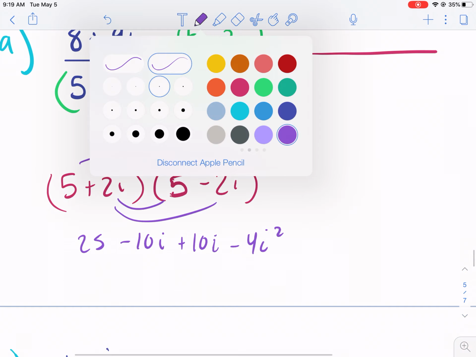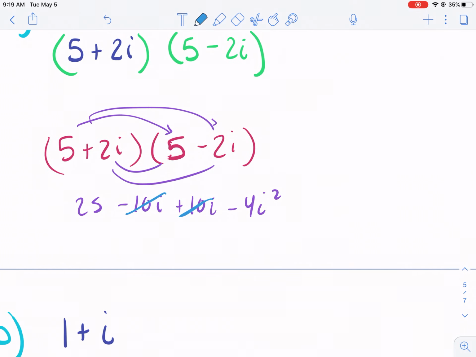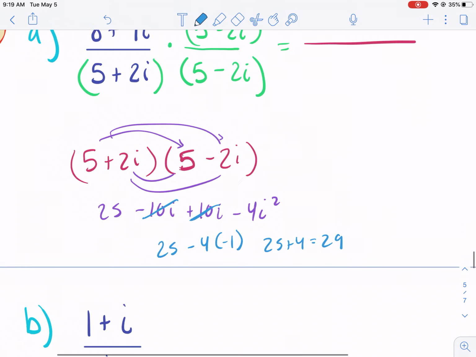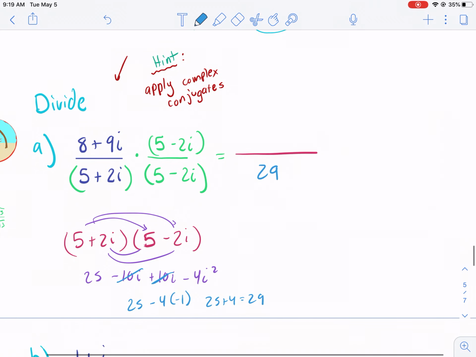There should be an alarm going off in your head with that i squared. We cancel the middle terms, so we're left with first and last. So we have 25 minus 4 times negative 1. That's 25 plus 4, which is 29. So in the denominator, we get 29. That helps us. Now we have to do FOIL again.